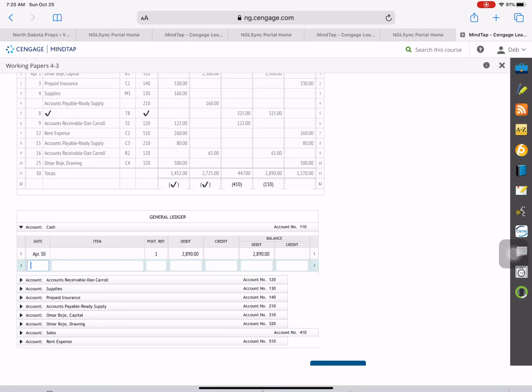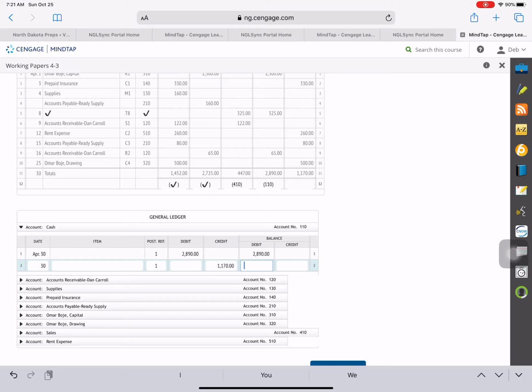Our last column that we will be posting as a total is the cash credit. And it is the 30th, journal page 1. It is a credit of $1,170. We have a debit of $2,890 debit. We have a credit of $1,170, so we have to subtract. The difference is $1,720. And since our debit was larger to start with, we still have a debit balance of $1,720. Our last step is to go back and put our cross-reference number in the column.